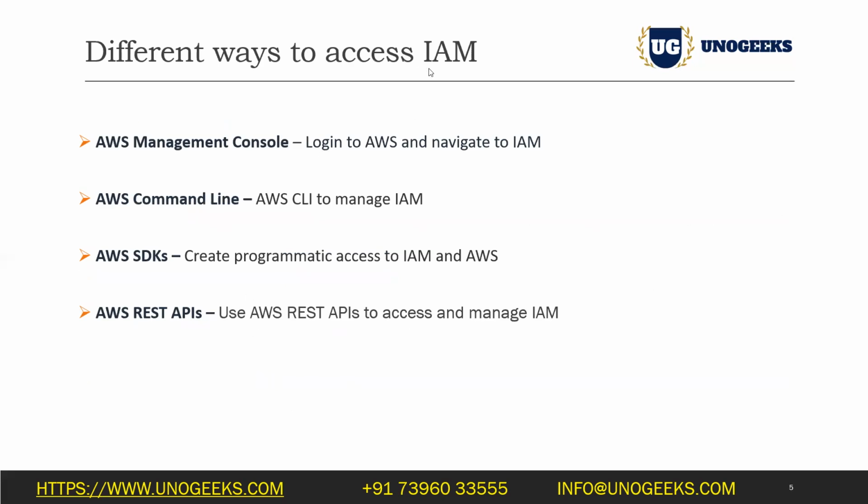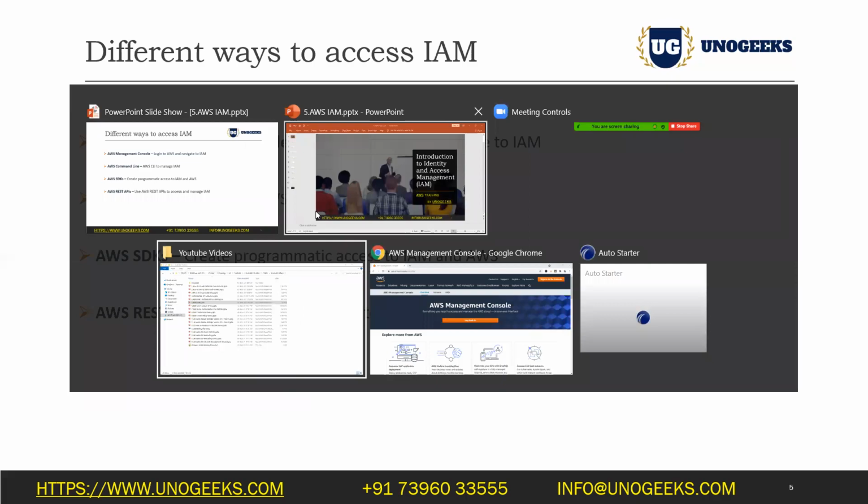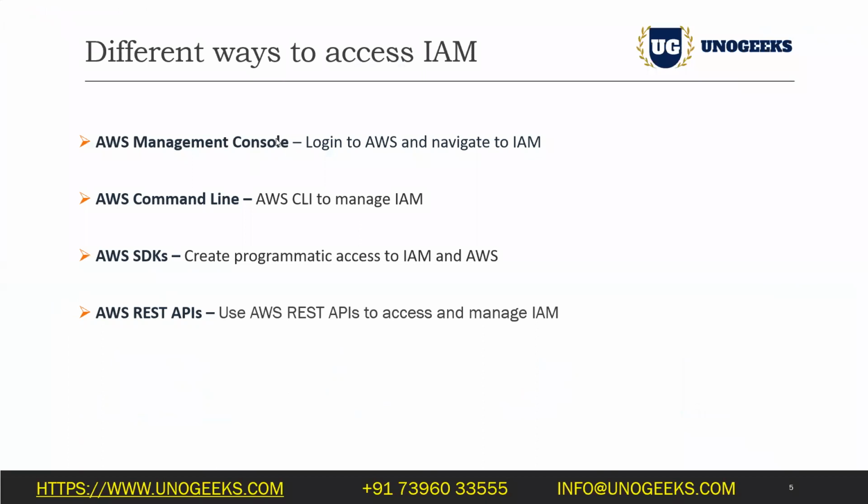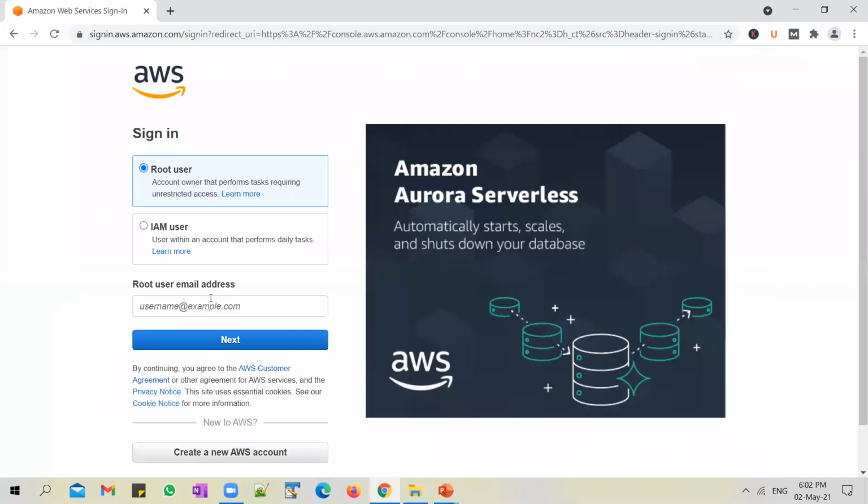And what are the different ways to access IAM? A lot of theory so far. Let's see how you can access IAM. The one obvious way is to access IAM through the management console. So if you go to aws.amazon.com and sign into the console, the easiest way to access IAM is to log into the console and access IAM from there. You log in as a root account.